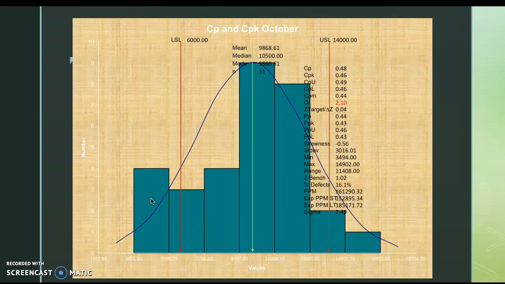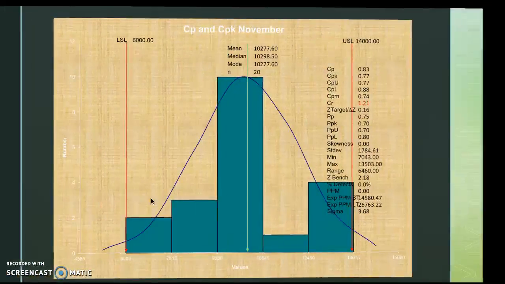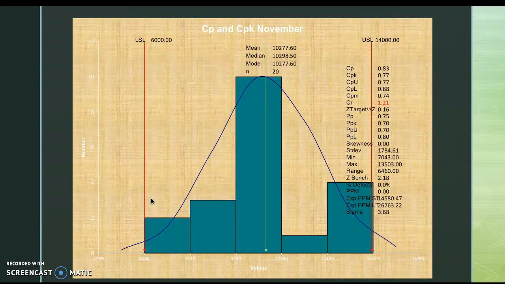I did the same calculations for November, and I got very similar results. This time I got a CP value of 0.83 and a CPK value of 0.77, which is a little improvement compared to the October data, but still my process is not able to produce the results within the spec limits.